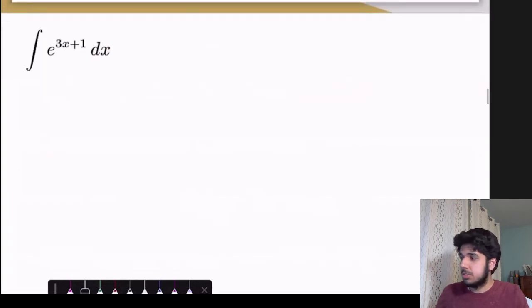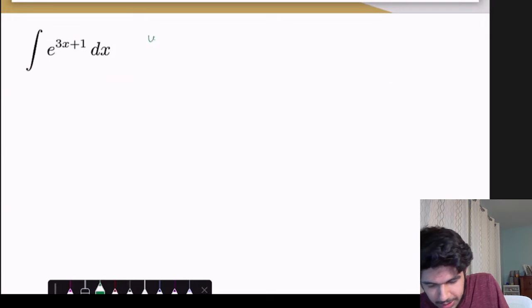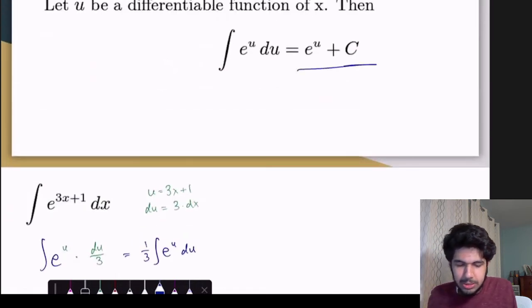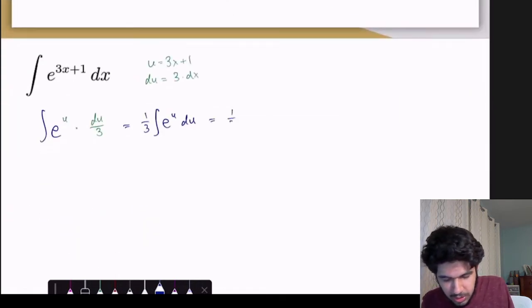So here, we have the integral of e to the 3x plus 1, which is almost what we want. We want it in terms of u, so why don't we just let u equal 3x plus 1. du should equal 3 times dx. So now our integral reads e to the power of u, with dx equal to du over 3. So this equals 1/3 the integral e to the u du. We just saw up here, that's equal to e to the u plus c. So this is 1/3 e to the u plus c. You've got to substitute this u back in, so it's in terms of x. 1/3 e to the 3x plus 1, plus c.